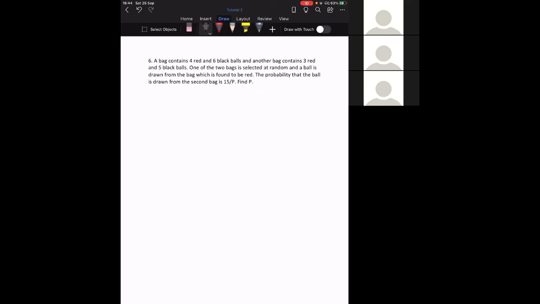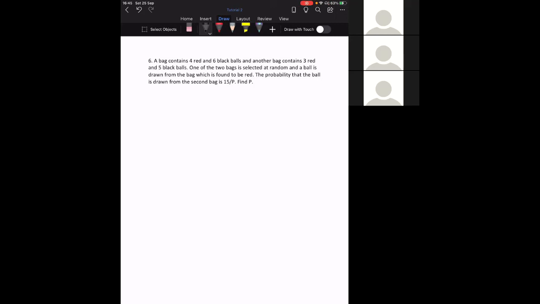A bag contains 4 red and 6 black balls, and another bag contains 3 red and 5 black balls. One of the two bags is selected at random, and a ball is drawn from the bag which is found to be red. Now they're giving us information. They're telling us that the ball we drew is red. So it limits our sample space, which makes it a conditional question. It doesn't say "given" anywhere, but you should intuitively understand that this is conditional probability.